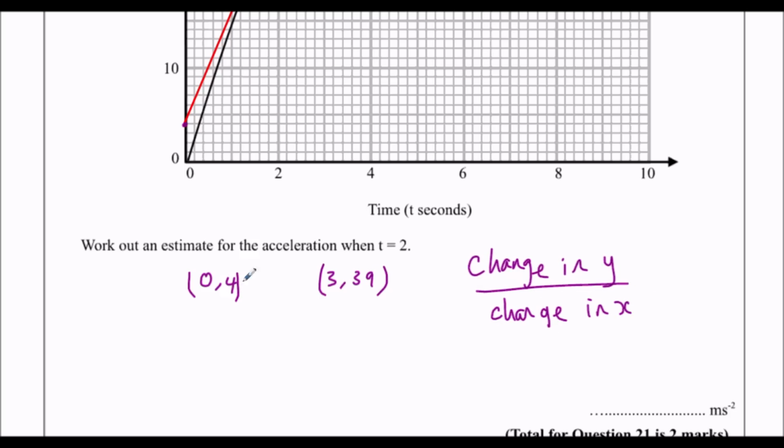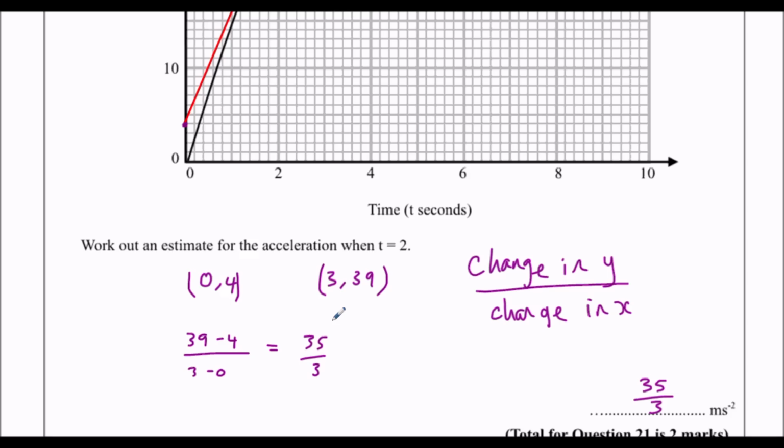So the change in the y from 4 to 39 is 39 take away 4. And the change in the x from 0 to 3, 3 take away 0. So that's 35 over 3. And that doesn't simplify, so I'm going to leave that. That's the simplest version. 35 over 3.